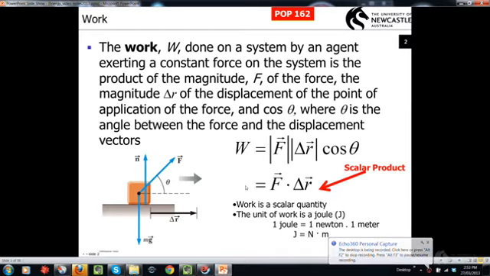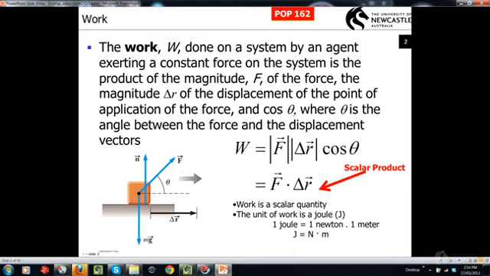The work done is described by a mathematical relationship. It is the component of the force in the direction of the displacement. So the work done is equal to the force times the displacement times the cosine of the angle. The angle is measured from the x-axis in an anti-clockwise direction.